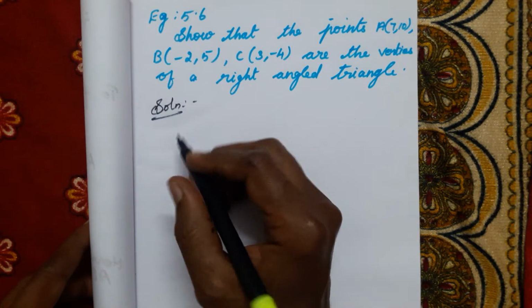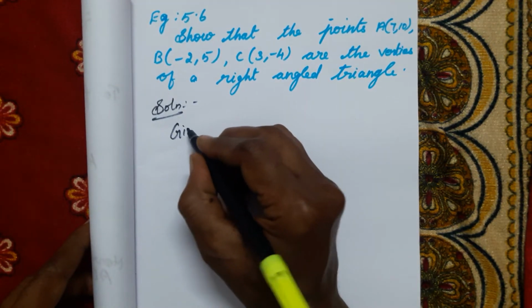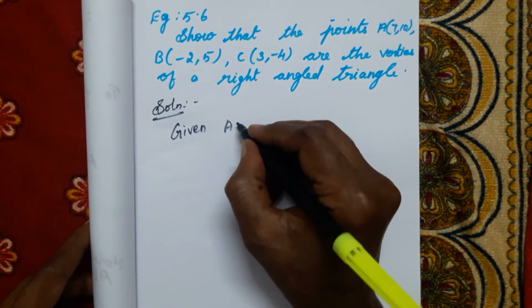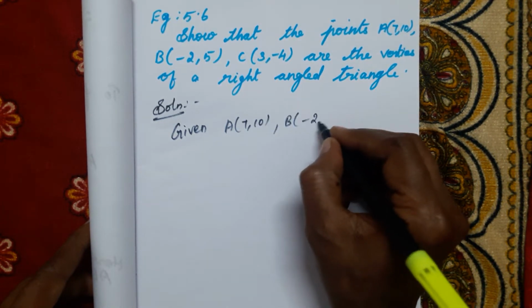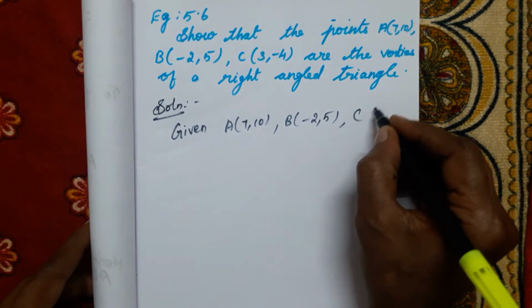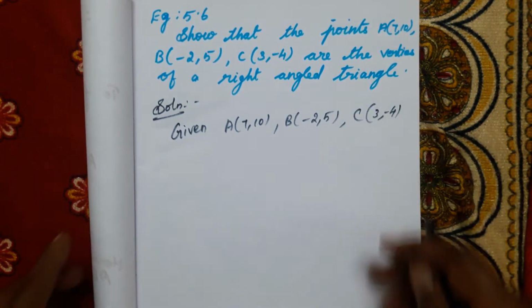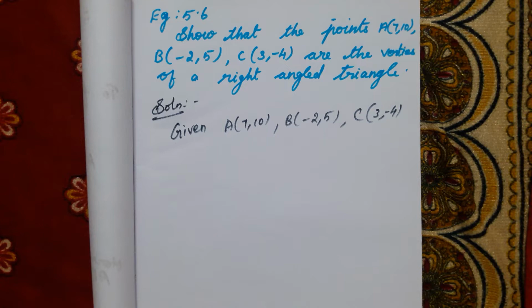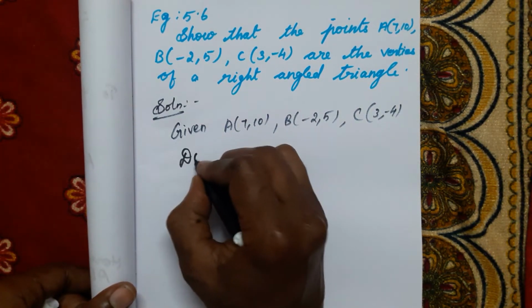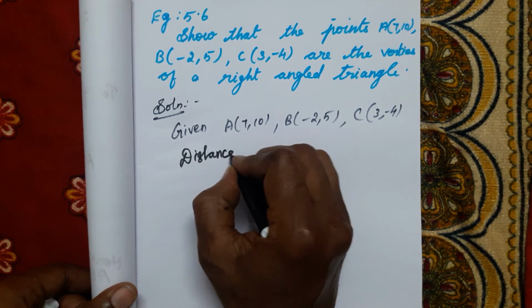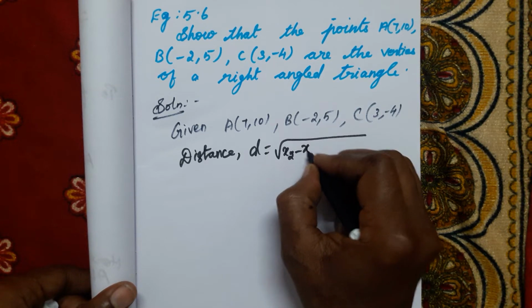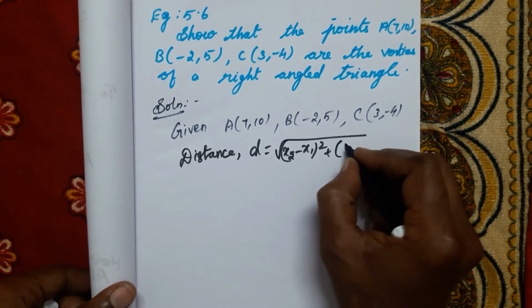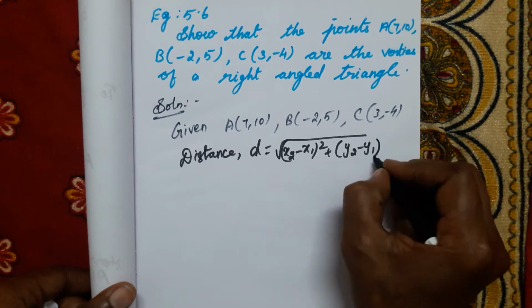Okay, here given A (7, 10), B (minus 2, 5), C (3, minus 4). Here ABC is given. First, what is the distance formula? Distance D is equal to root of x2 minus x1 the whole square plus y2 minus y1 the whole square.